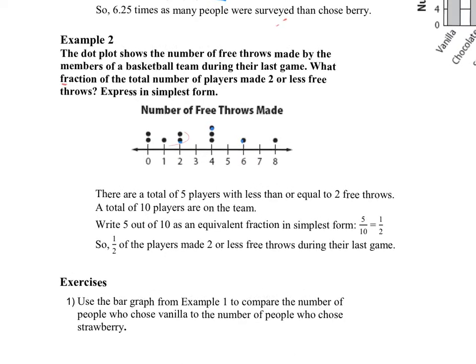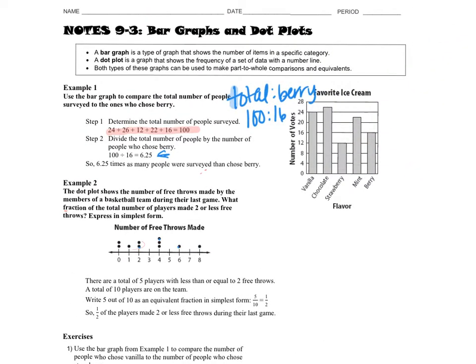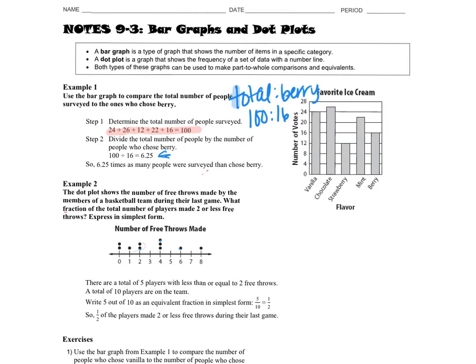Okay, this is a dot plot. A dot plot is a graph that shows the frequency of a set of data with a number line. It says both types of these graphs can be used to make a part-to-whole comparison. So usually it's a part-to-whole. Usually this is a wordy question on your unit test. This is a wordy question on the STAAR. You just have to really pay attention to what it's asking.